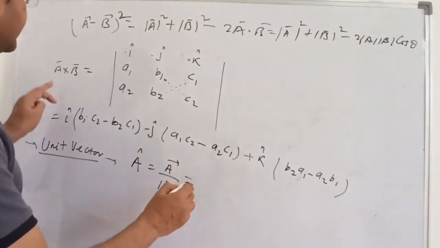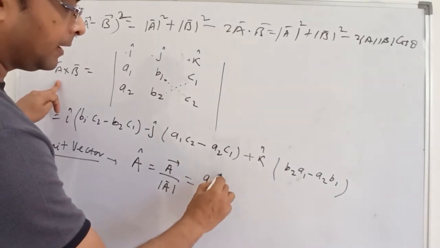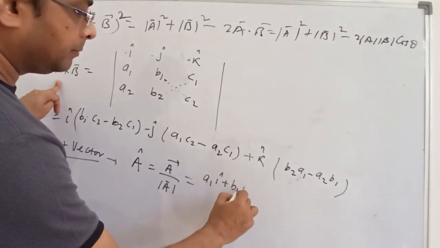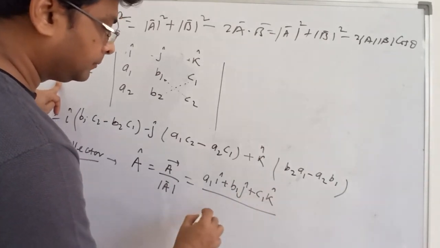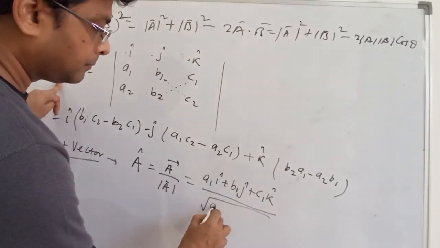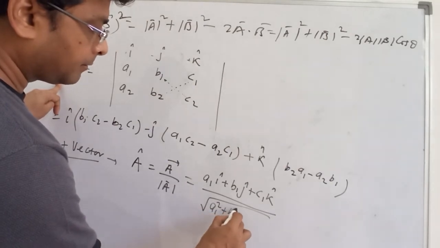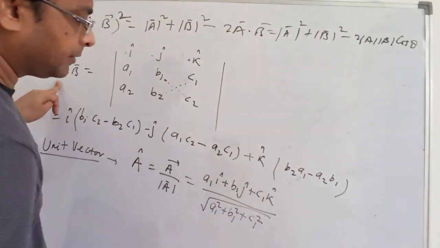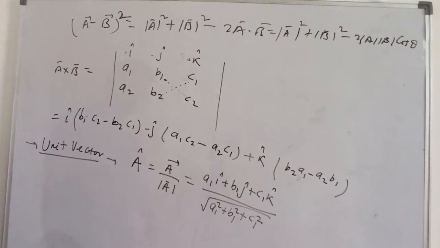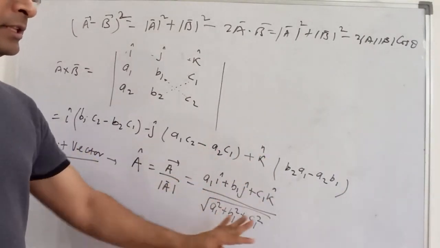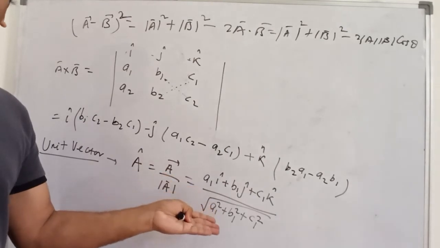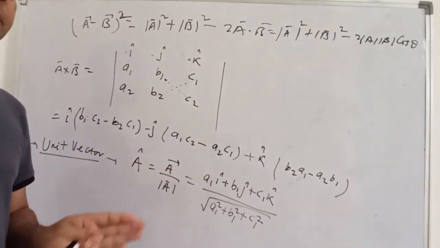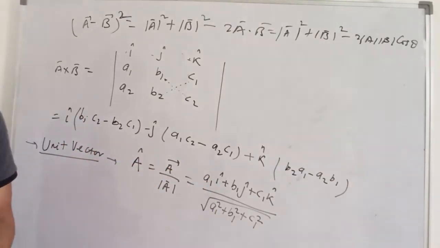And what was A vector here? A1 i cap, B1 j cap, C1 k cap, divided by under root A1 square plus B1 square plus C1 square. This is your A cap. This entire thing is called a unit vector. If you find the mod of this, the magnitude of this, you will get 1. Just check it out if you want.